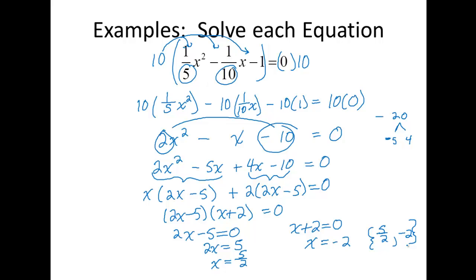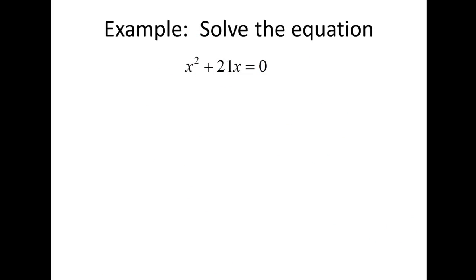All right. We're going to look at one last example. x squared plus 21x equals 0. Okay. We're going to solve this equation. All right, first step is to simplify. Again, I can't combine like terms. That's the only thing I can see with respect to simplifying because I don't have fractions. I don't have a distributive property.